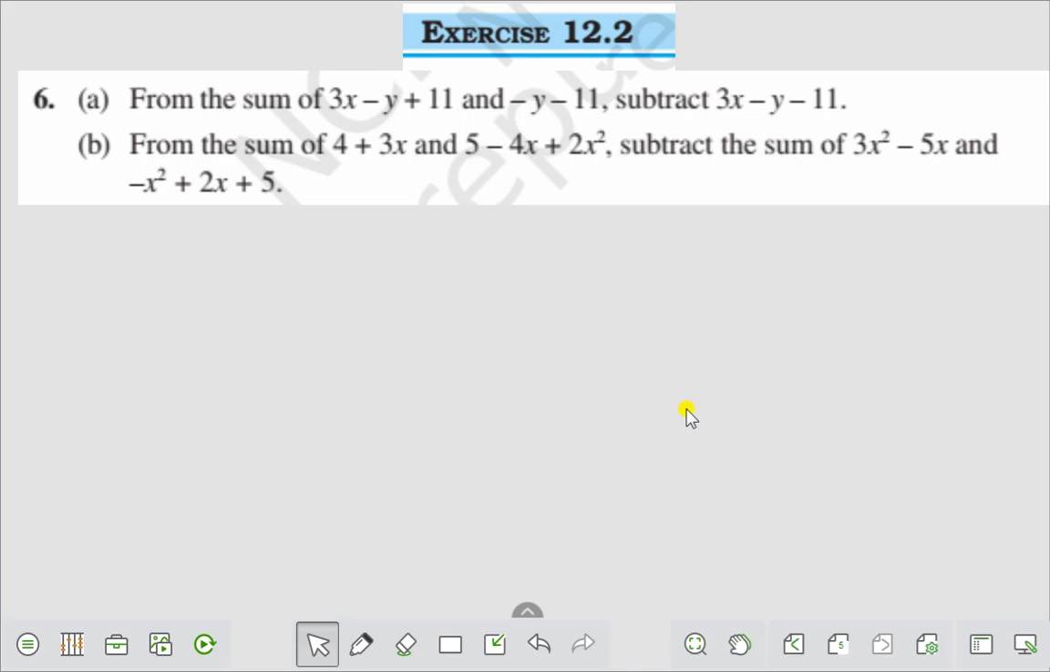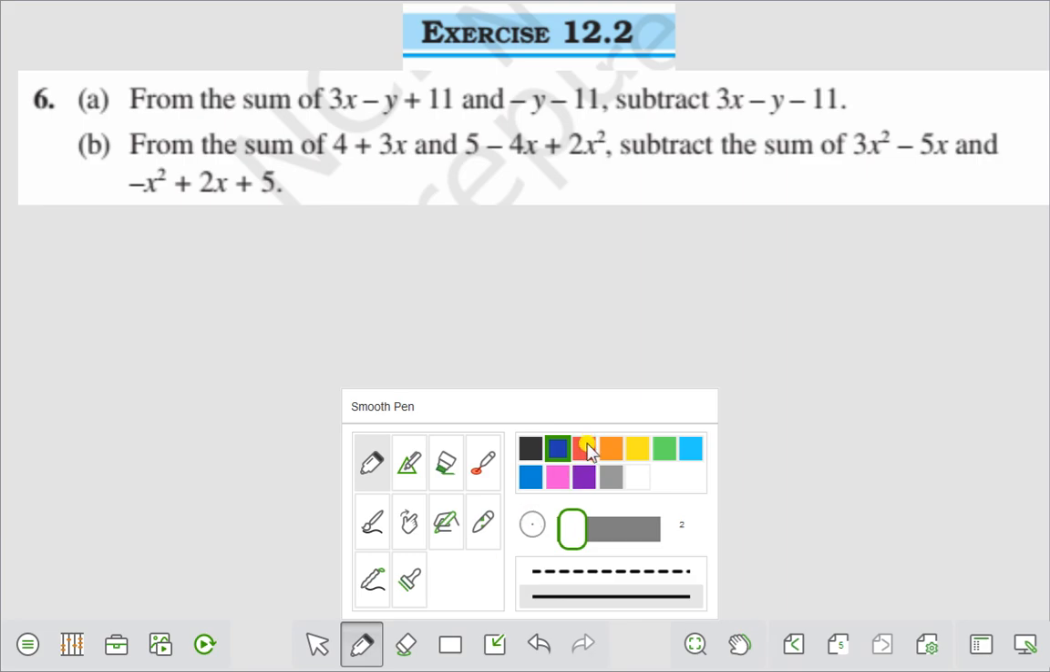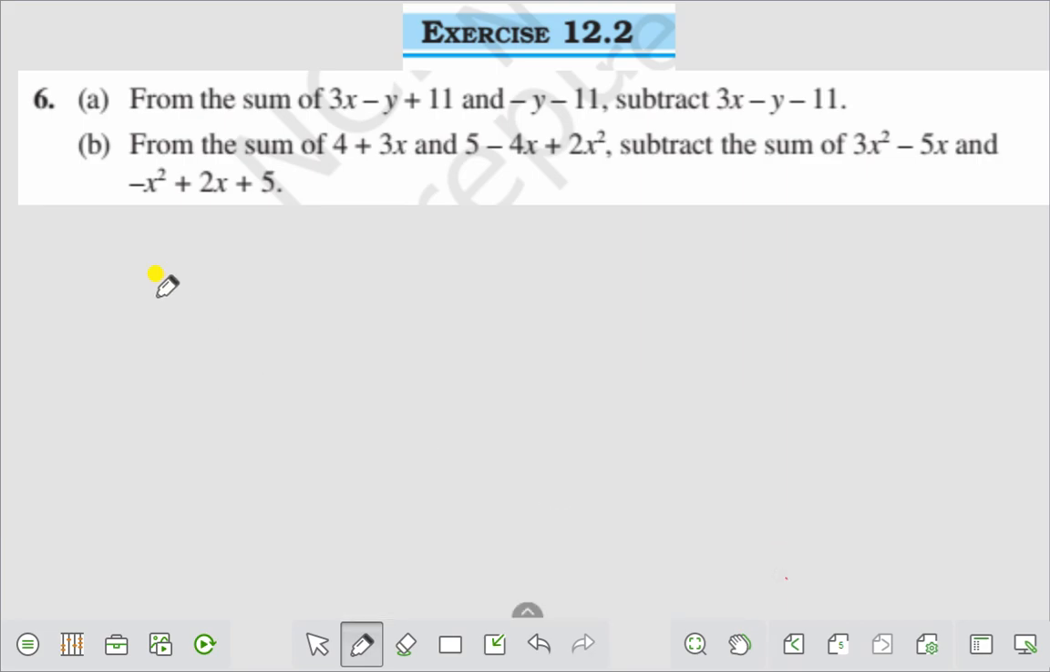A is, from the sum of 3x minus y plus 11 and minus y minus 11, subtract 3x minus y minus 11. Let us solve this problem. Question number A. The question was from the sum of 3x minus y plus 11 and minus y minus 11, subtract 3x minus y minus 11 from the sum, that means this plus this one minus this, right?